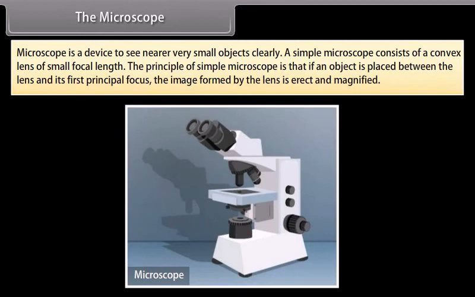The microscope. A microscope is a device to see nearby very small objects clearly. A simple microscope consists of a convex lens of small focal length. The principle of a simple microscope is that if an object is placed between the lens and its first principal focus, the image formed by the lens is erect and magnified.